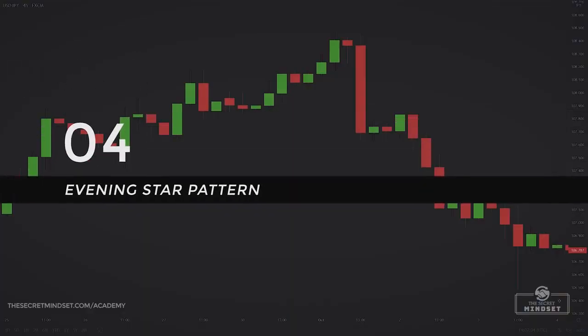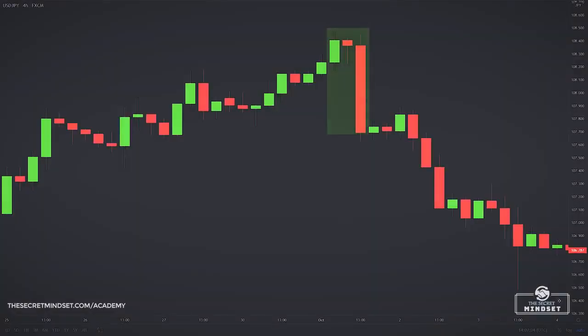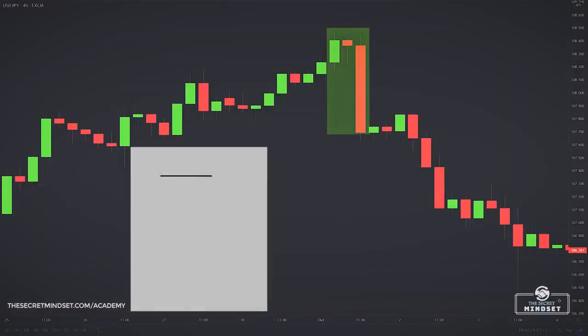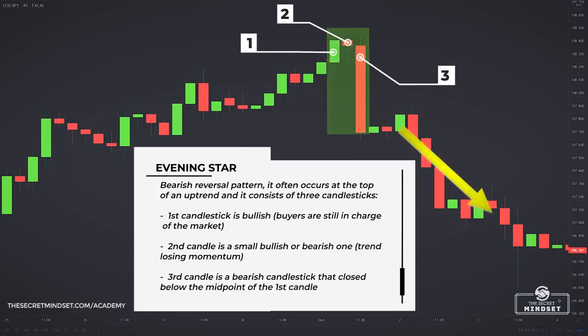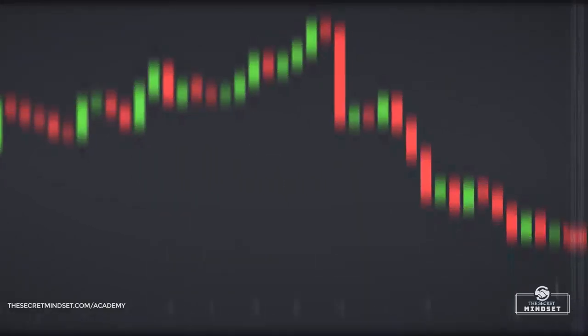Next is the evening star pattern. The evening star pattern is considered a bearish reversal pattern that usually occurs at the top of an uptrend. The pattern also consists of three candlesticks. The first candle is a bullish candle, the second candle is a small candlestick, and it can be bullish or bearish, and the third candle is a large bearish candle. In general, the evening star pattern is the bearish version of the morning star pattern.